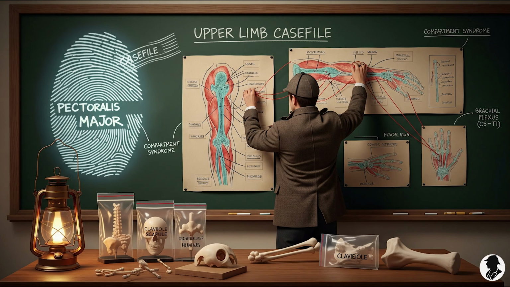And it's important to realize these initial building blocks, the C5 to T1 roots, give rise to what we call ventral primary rami, or VPRs. These VPRs are mixed nerves. That means they carry both sensory information like touch, temperature, pain coming back to the brain, and motor commands going out from the brain to make the muscles contract, like two-way streets. Okay, mixed nerves. Got it.